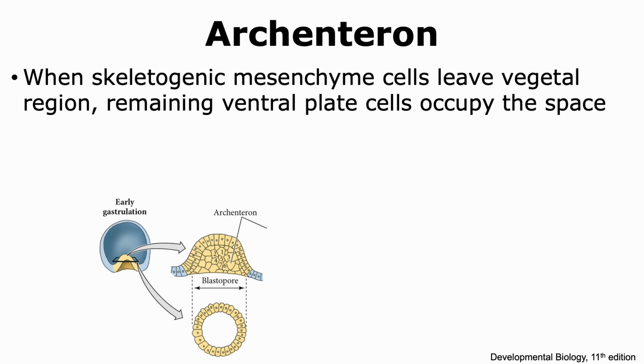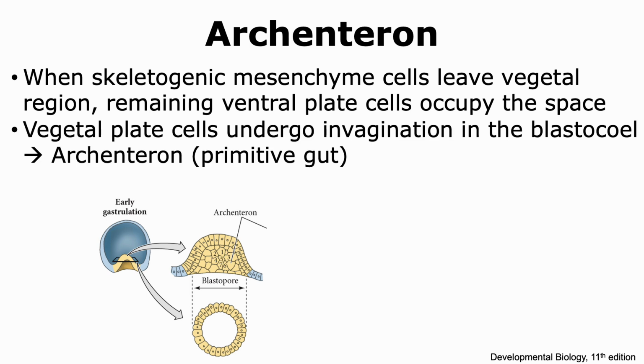Now, when the skeletogenic mesenchyme cells leave the vegetal region, the remaining vegetal plate cells will occupy that space. During the process, the vegetal plate cells will undergo invagination into the blastocele to form a structure that is called the archenteron. The archenteron is also called a primitive gut, and it is basically going to give rise to the digestive system. So when we look at the figure that is shown, in the blue box, that is where we are seeing the vegetal plate cells undergoing invagination, and they are going into the blastocele.